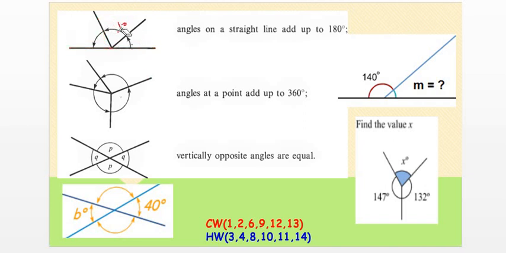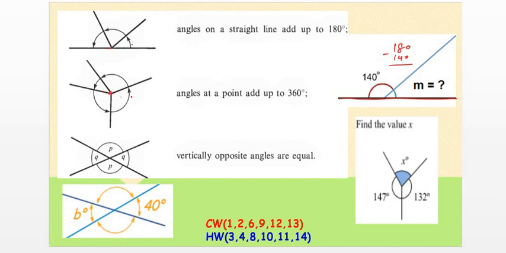Similarly, they can give you a question like this. They will give you this picture and want you to find the value of m. So how can you find the value of m? You can see that both of them are adding up to give us a straight line, so you will do 180 minus 140 to find the value of m. Angles at a point add up to 360.